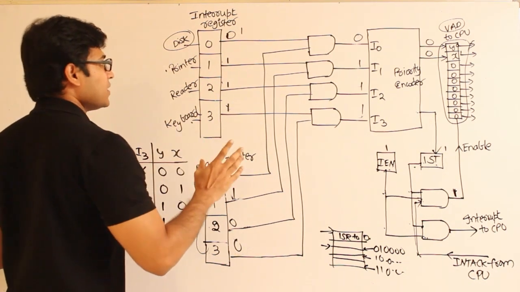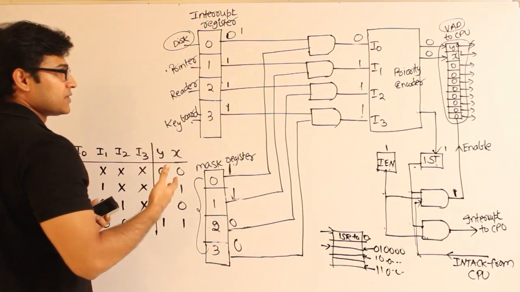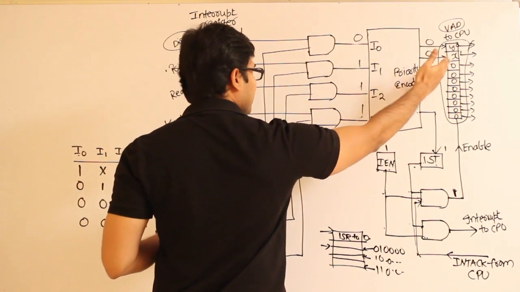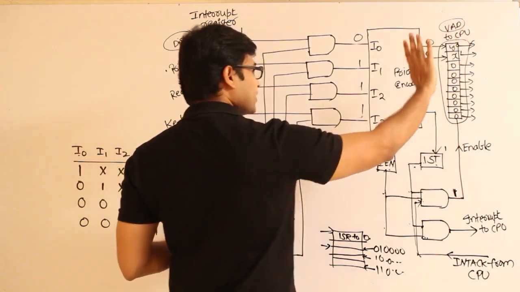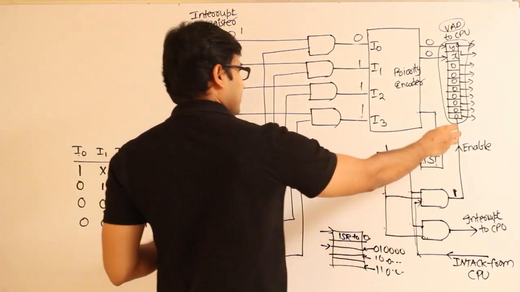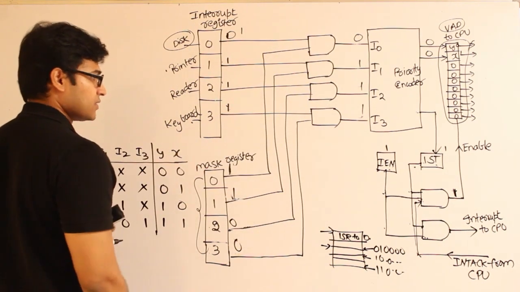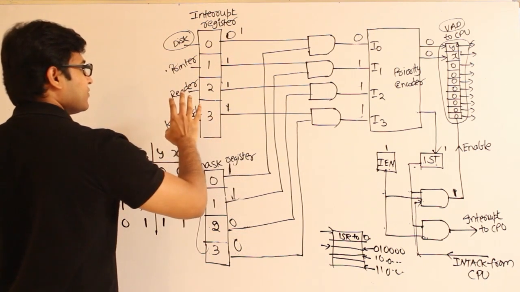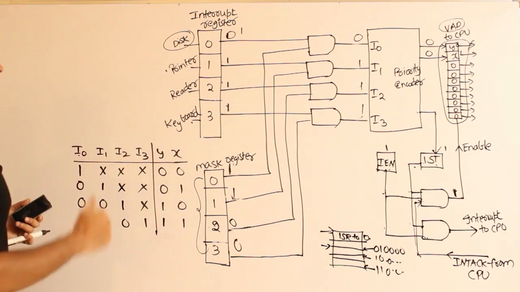See, in simple words, whenever all of them are sending interrupts, this priority encoder will choose which one will get the ISR address. Depending on the ISR address, that particular device will be selected and processed, right? And then we will set this mask depending on which device is getting serviced. We'll set this mask in such a way that a lower priority device will never disturb the higher priority device.